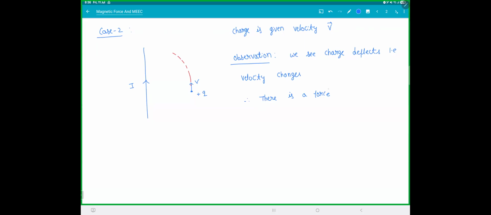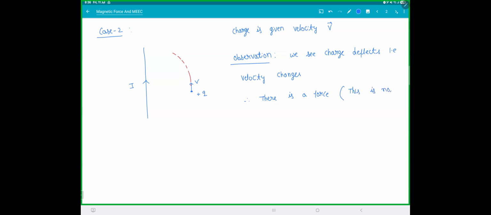Gravitational force, G m1 m2 by r square. Electrostatic force, k q1 q2 by r square. If you look at all these forces, they never depended on the velocity of the particles. Gravitational force depends on the masses, electrostatic force depends on the charges. But this thing is something weird. So there is a force, and one thing is clear: this is not electric force, because if this had been electric force, the charge would have moved in case one also.